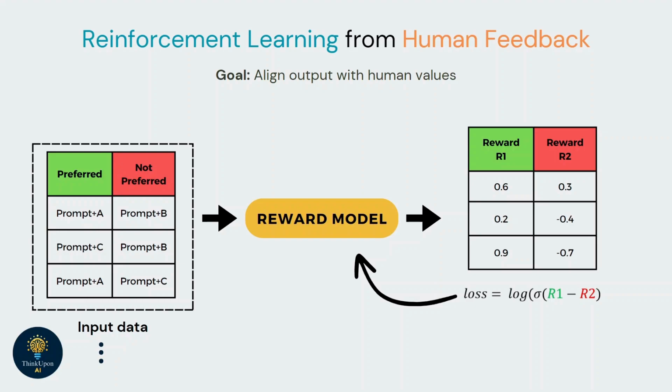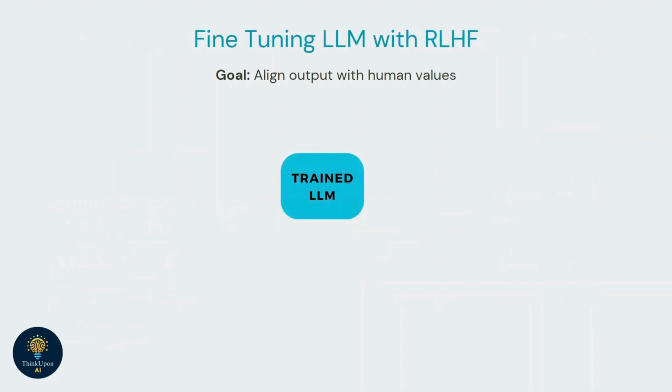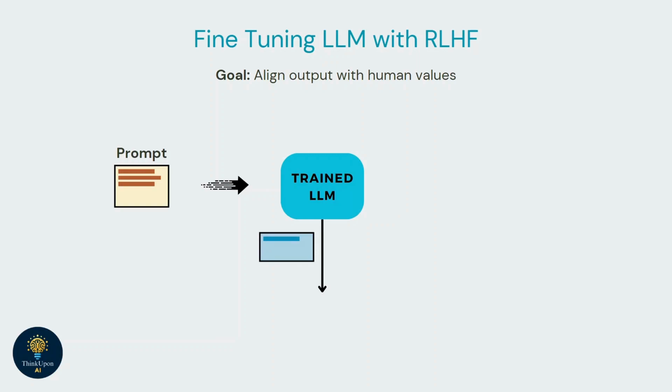Now we have a basic idea of how these reward models are trained. Once we have a trained reward model, we can then use it in the loop to fine-tune our LLM model to finally align it with human values. Let us see how this is done. So we have a prompt which is then passed to the LLM model. The LLM model generates a response which is then passed to the trained reward model.